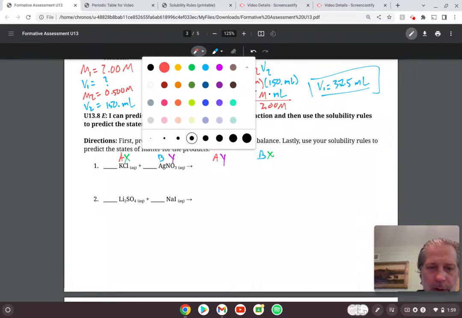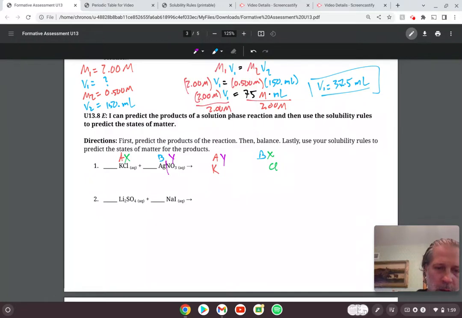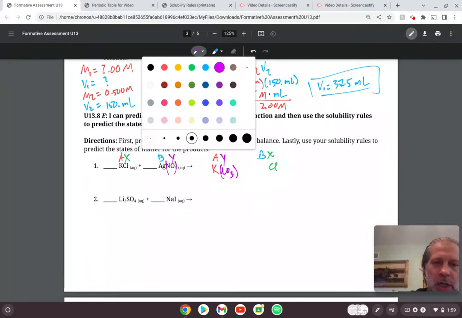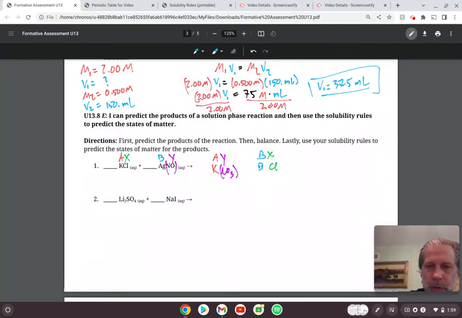And so the first thing that we've always been doing is matching our ions up. So under A, I'm going to put the potassium ion, and under X, I'm going to put the Cl ion, and under Y, I'm going to put the NO3 polyatomic ion, and under B, I'm going to put the Ag silver ion. The next thing that I really need to do is identify the charges of all 4 of these ions, and crisscross them down.